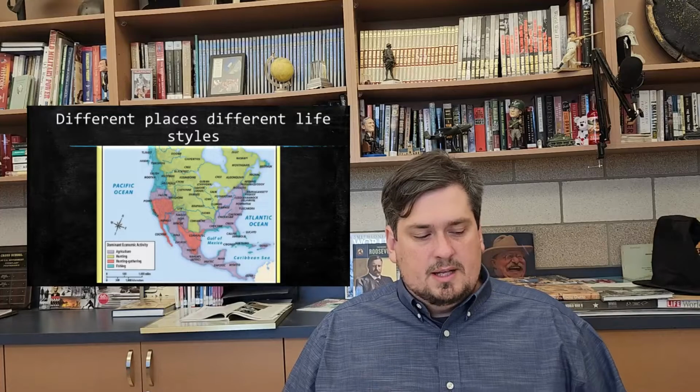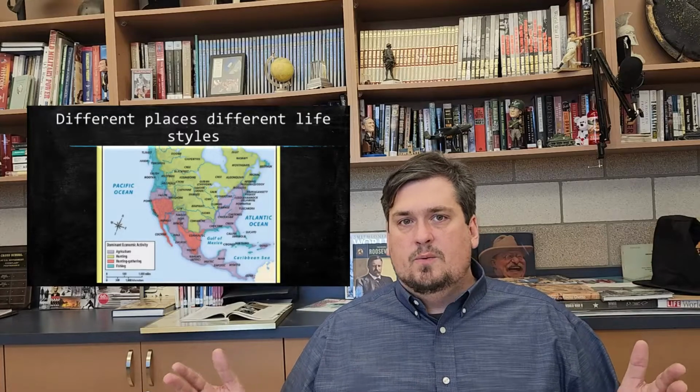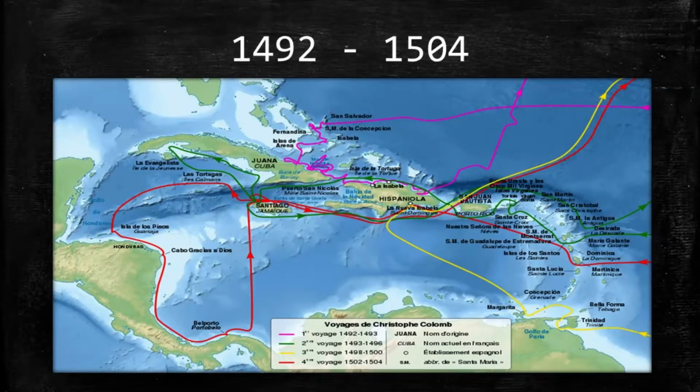Now, as far as Native Americans go, in terms of 1492, this is going to be a game-changing event. And I always look at it this way. 1492 is the year Christopher Columbus obviously comes across the Atlantic Ocean. And some of you are going to say, wait a second, he wasn't the first person to cross the Atlantic Ocean. The Vikings did.